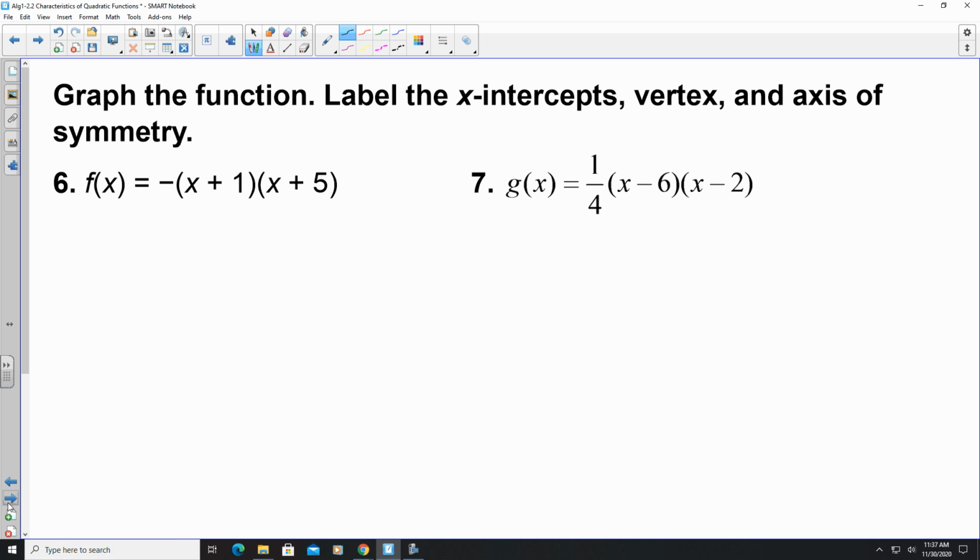Again, these are very similar. They're both in intercept form. They're asking to find those three things.